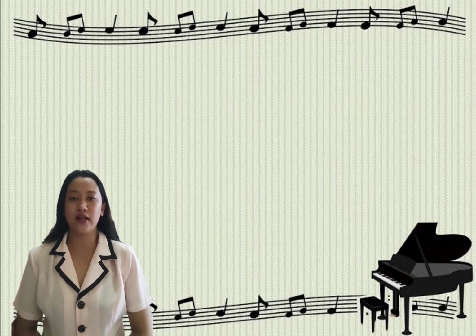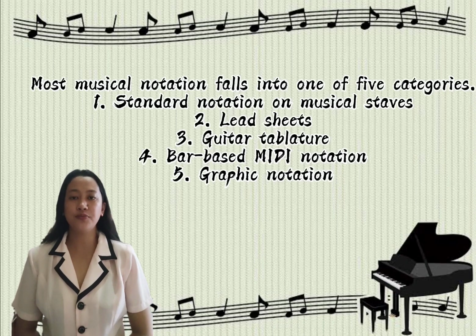Types of musical notations. Most musical notation falls into one of 5 categories. The first category, standard notation on musical staves. Second, lead sheets, guitar tablature, bar-based MIDI notation, and graphic notation.